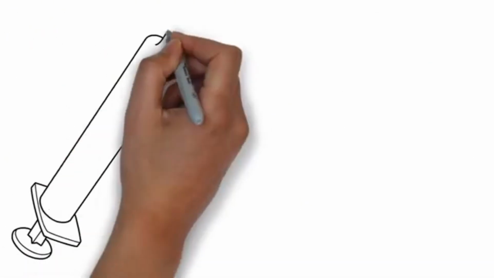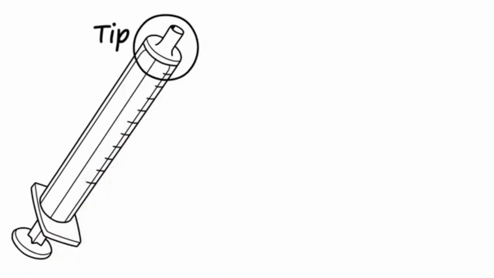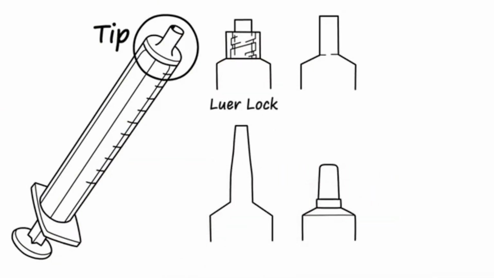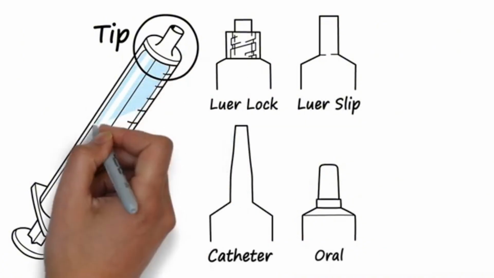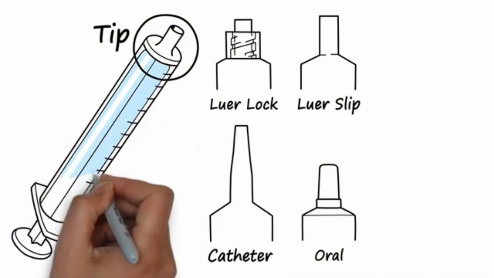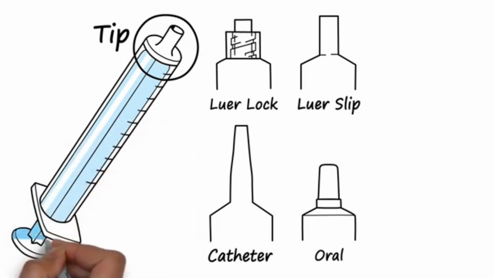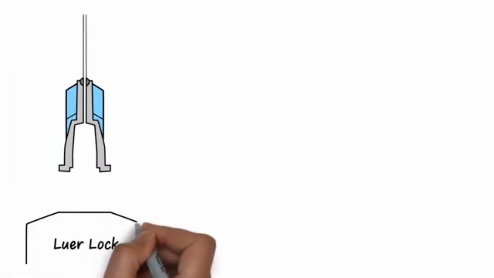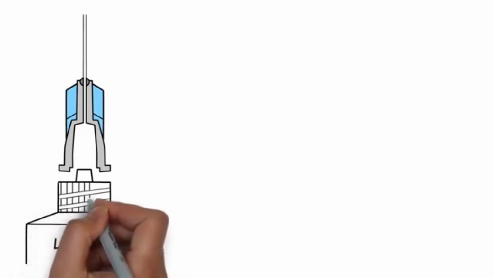The third key component of a syringe is the tip. While there are many different tip types available, the most common are luer lock, luer slip, catheter, and oral. Luer tips, lock or slip, accept a needle and may be used for injections. As such, many hypodermic syringes are regulated by the FDA. The luer lock tip engages the hub of the needle with a threaded locking mechanism.